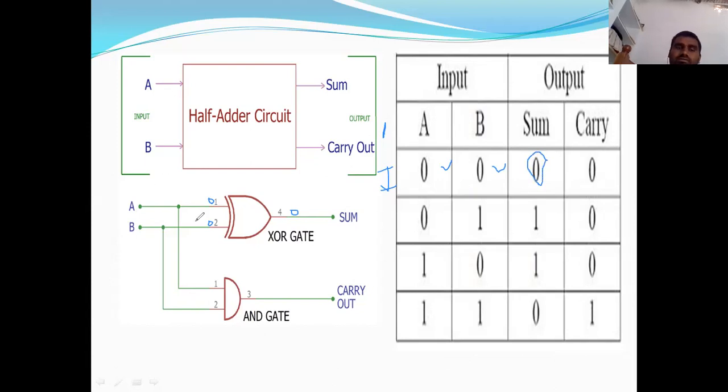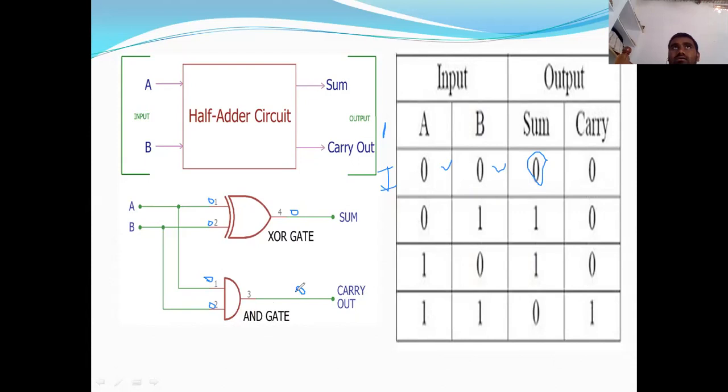And next, this 0, 0 goes to the AND gate. So AND gate inputs are 0, 0. The AND gate logic is that only when both inputs are high is the output high. So here we have the inputs 0, 0, that is low inputs. So that's why we are getting the output as only 0.